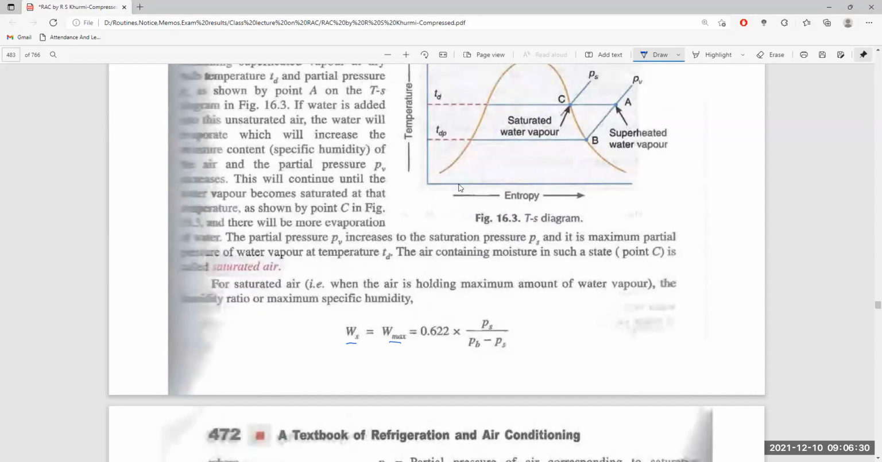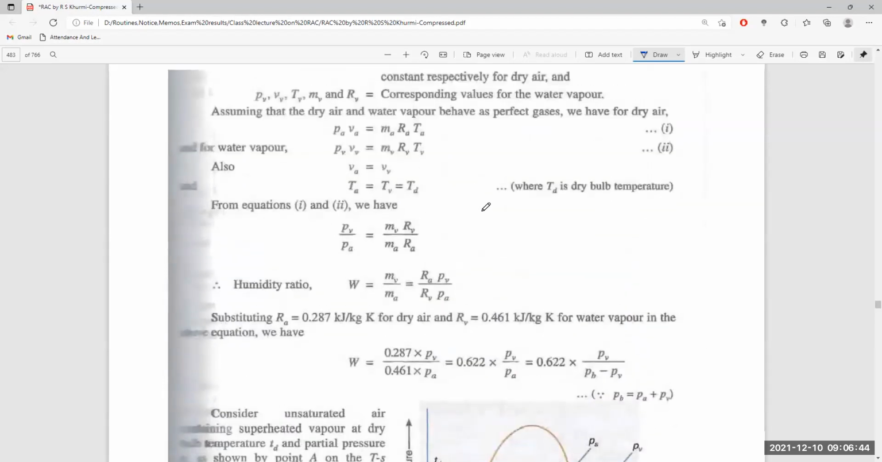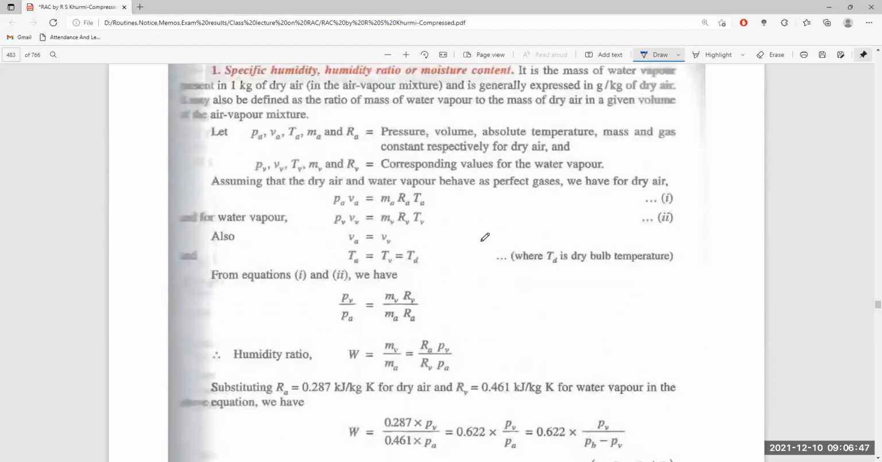the pressure of the superheated steam divided by PB minus PS itself, where PA, MA, and RA are the pressure, mass, and gas constant of absolute air respectively, and PV, MV, and RV are the corresponding values of water vapor, where TD is the dry bulb temperature.